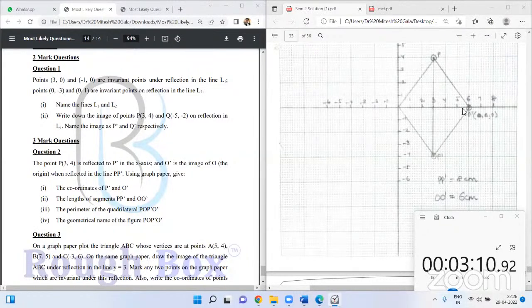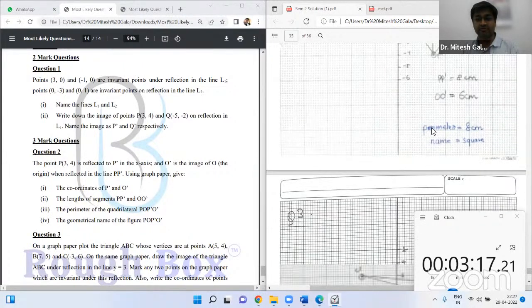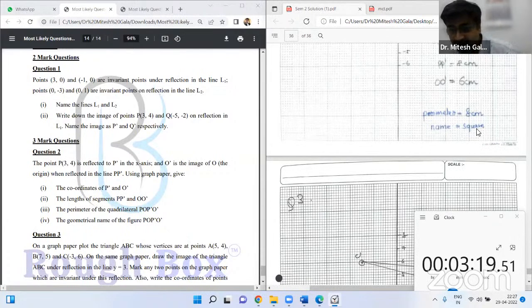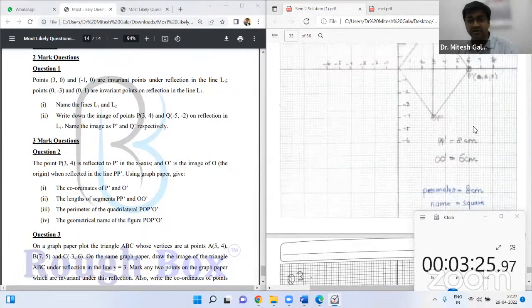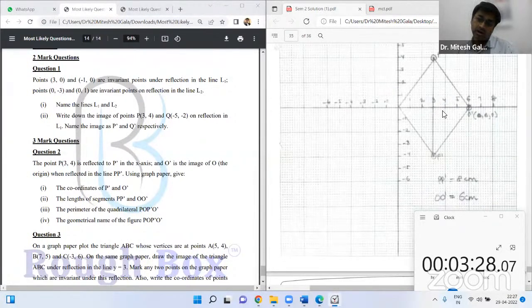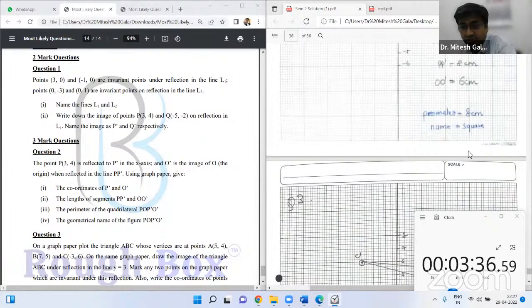And finally, perimeter. For that, just measure how much is PP dash. So I think all 4 sides are equal. It should be 4 into 5, I guess. So that will help you to get your perimeter. And finally, the name of the figure. All sides are equal. Sir, I think it will be a square. No, it will be a rhombus, because the diagonals are not equal. That's wrong, ignore it. It should be a rhombus.